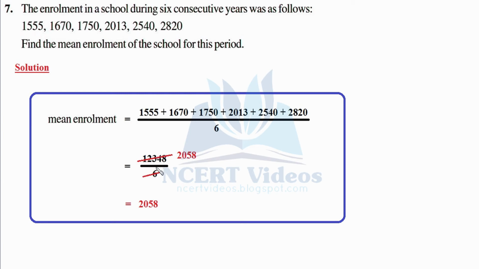So 6 1 is 6. 6 2 is 12. Now 3 is less than 6, so we take 0 and drop this 4 as well. Now we have 30. So 6 5 is 30 and 4 is remainder. Now we have 48. 6 8 is 48. Therefore 2058 is the mean enrollment of the school for this period of 6 years. That's the 7th.